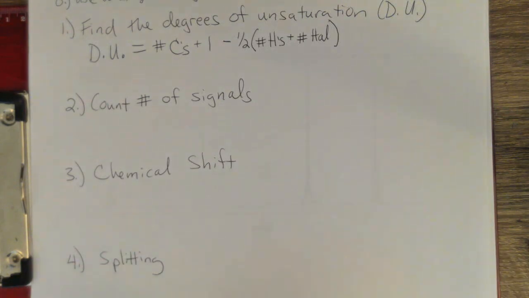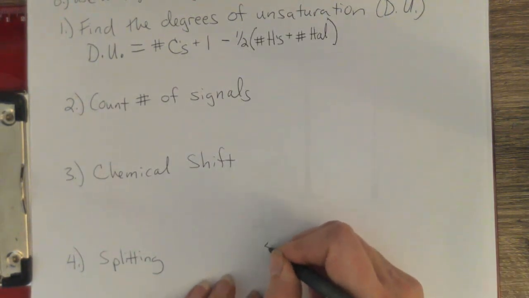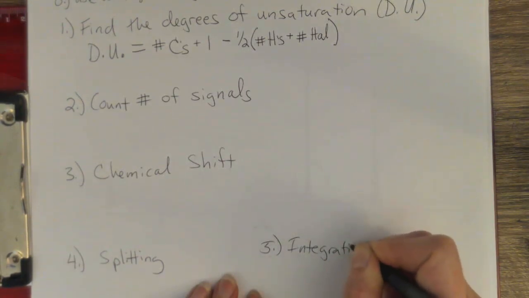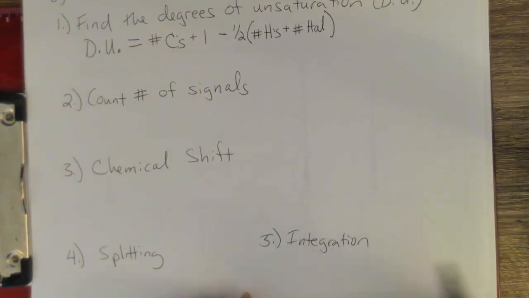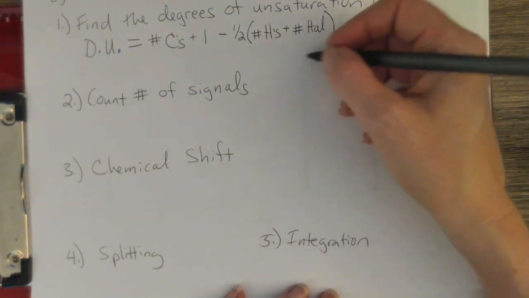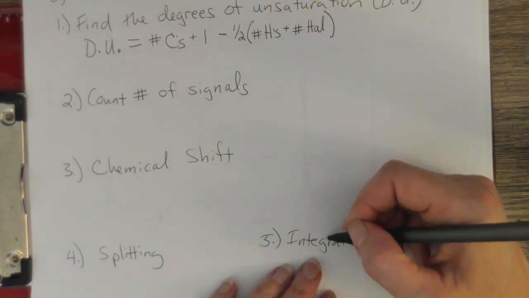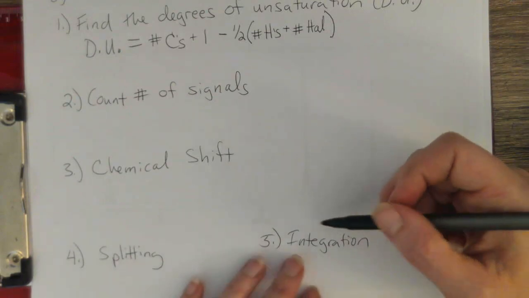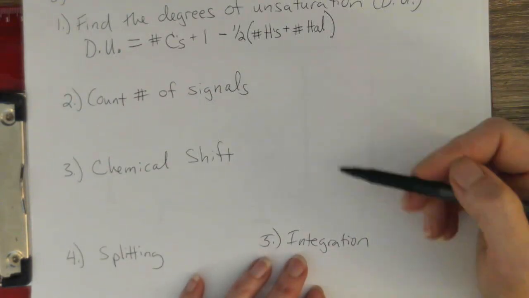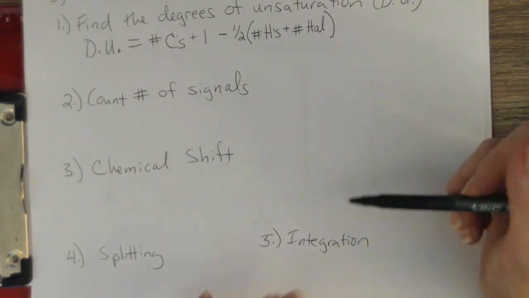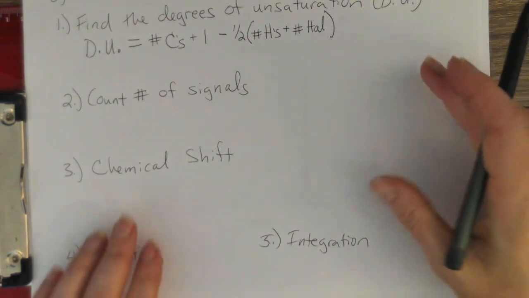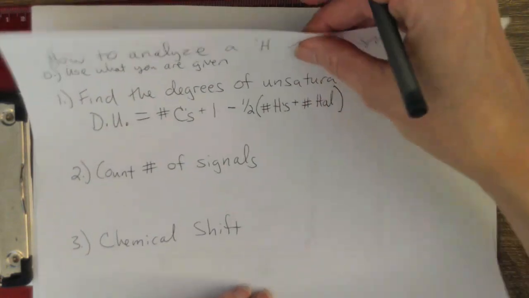And the very last thing I guess you could write for yourself for number 5 is the integration. When you practice the problems, you don't have the integration, but on an exam, you'll see above a signal that I'll write the number, and that refers to the number of protons making up that signal. So for practice, when you're looking at a proton NMR spectrum, when you're done, you can go back and fill in the integration. That's just kind of like the icing on the cake, if you will.